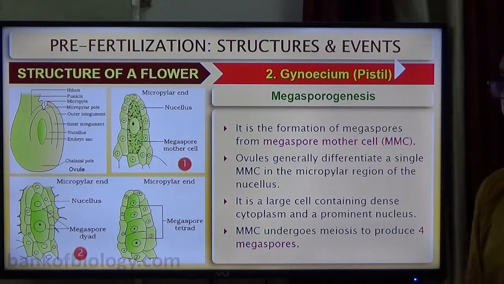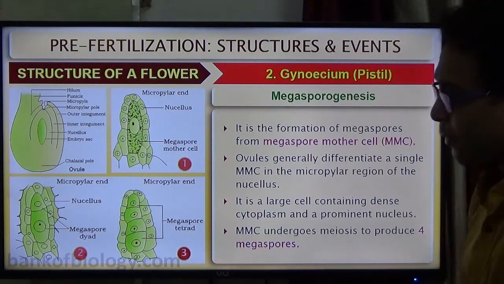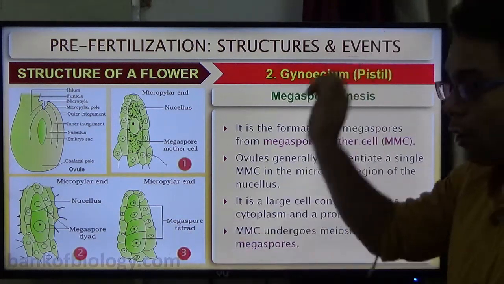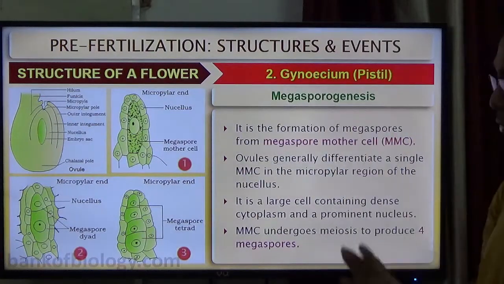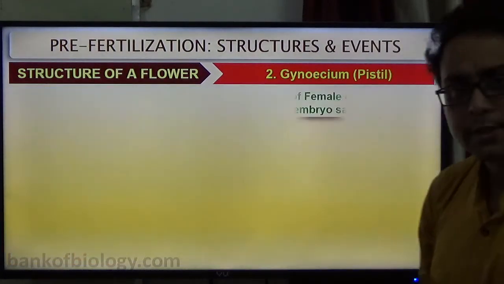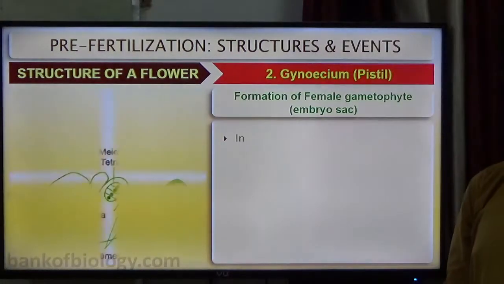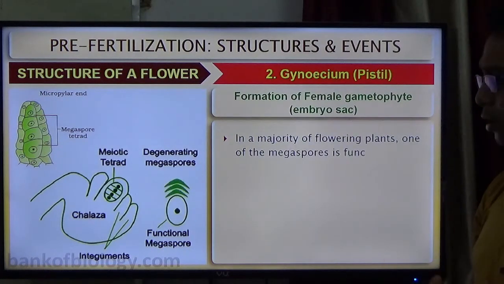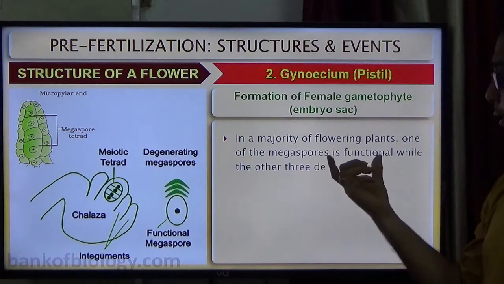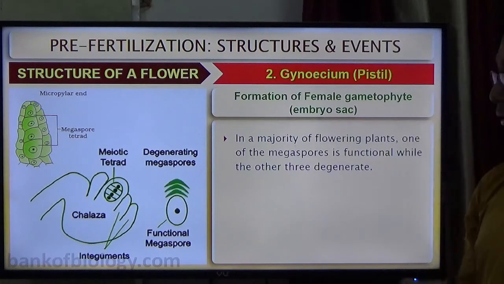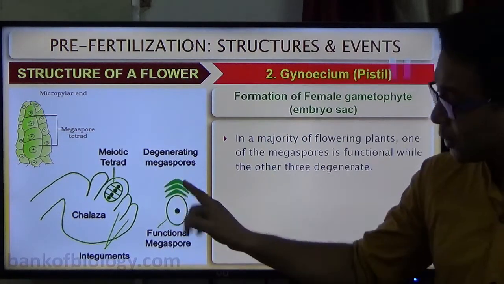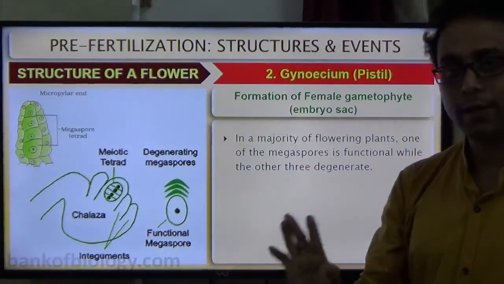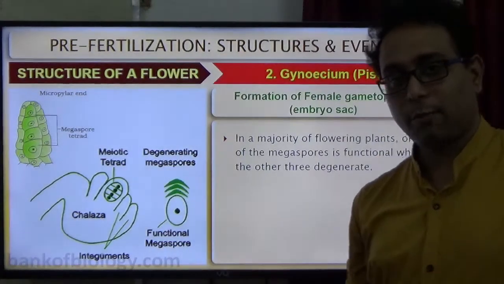Now we go to the next point. Now the next, what is happening? We get the 4 cells, and all the cells contain the haploid chromosome number. That means the n number of the chromosome. After that, in the majority of flowering plants, you observe that only 1 megaspore is functional and the other 3 degenerate, right? 4 cells are produced, 3 degenerate, 1 is present.